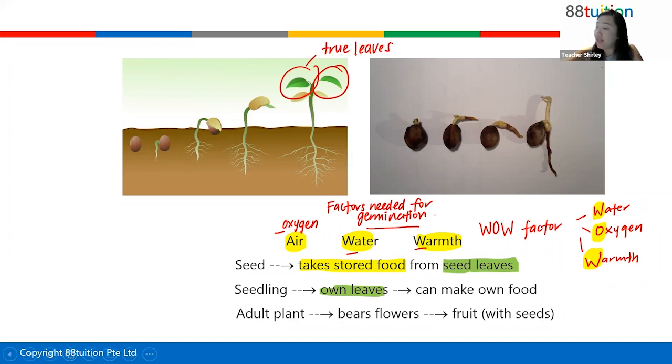But when it is a seed, when it's growing from seed to this stage, there are no leaves. So if it has no true leaves, what does it depend on? It actually depends on its seed leaves for food. The seed leaves will store some nutrients for food.